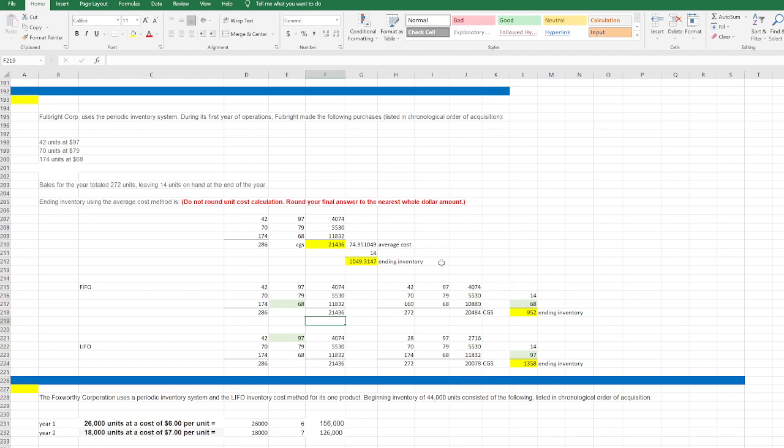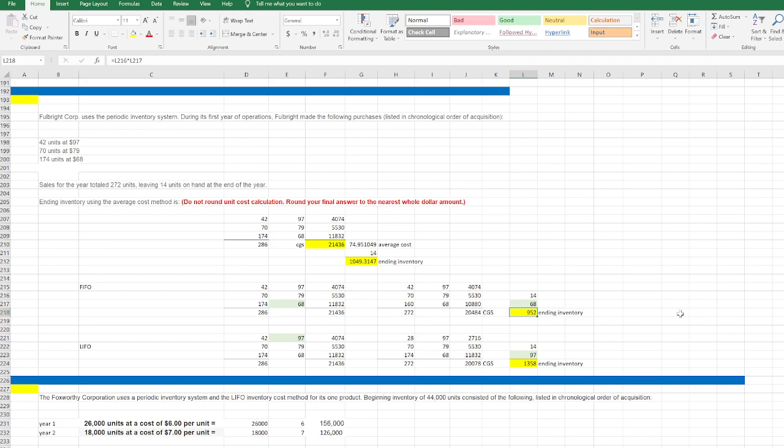So if we extend everything out, 42 times 97 is 4,074. 70 times 79 is 5,530, and 160 times 68 is 10,880. So it gives me my cost of goods sold of 20,848. But my ending inventory, I have 14 left of this batch of inventory at $68. So 14 times 68 gives me ending inventory of 952.